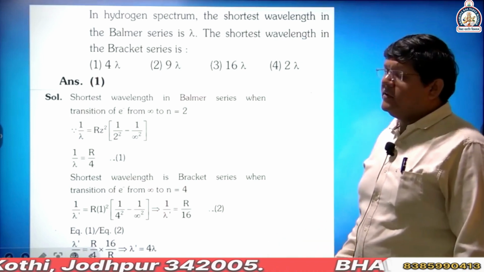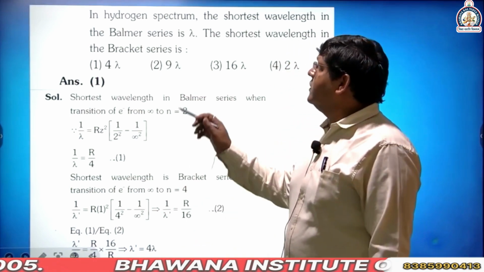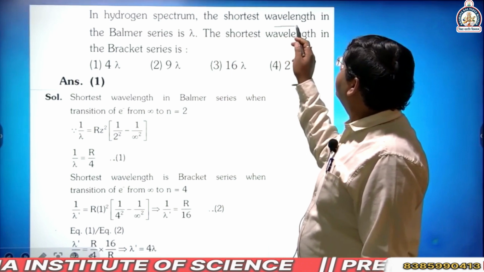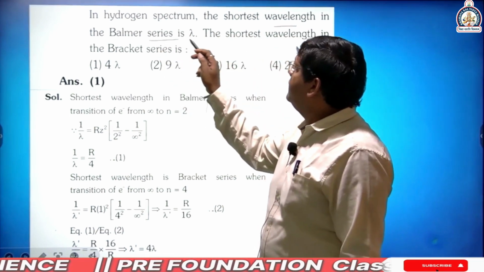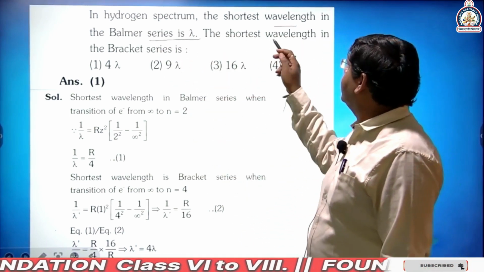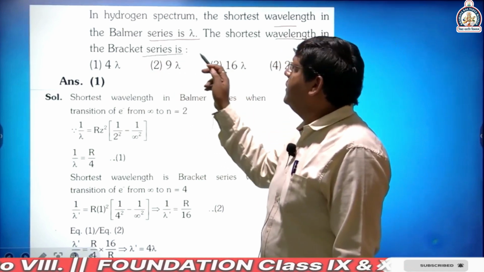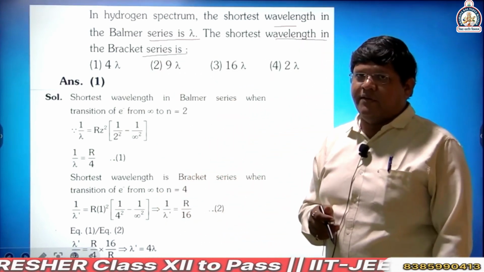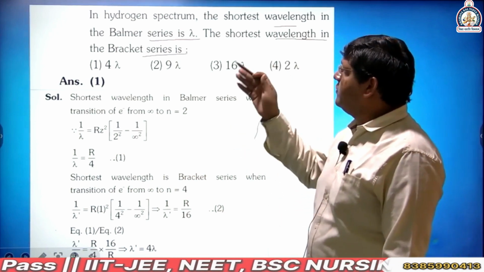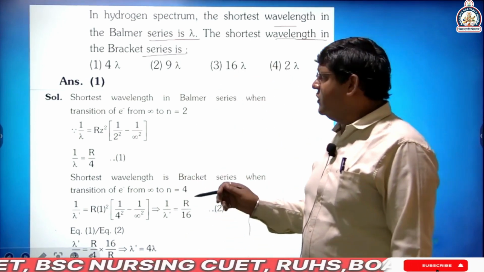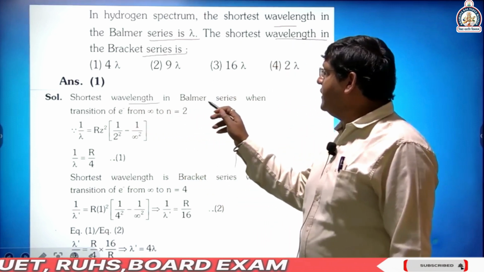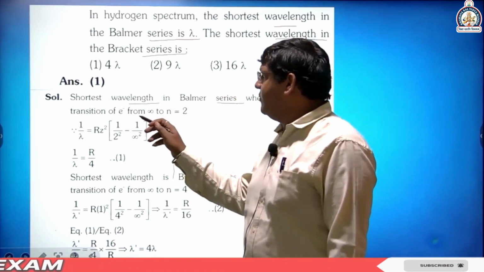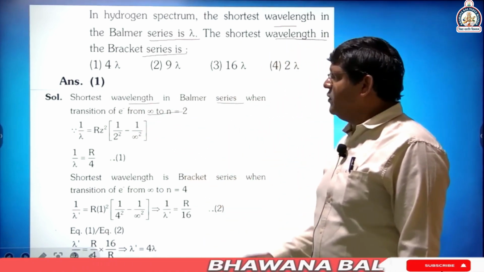The next question is related to the hydrogen spectrum. The question says the shortest wavelength in the Balmer series is lambda. The shortest wavelength in the Brackett series will be? As we all know, there are different types of wavelengths and different types of frequencies. According to that, we get different series of waves. So the shortest wavelength in the Balmer series ranges from infinity to n equal to 2.